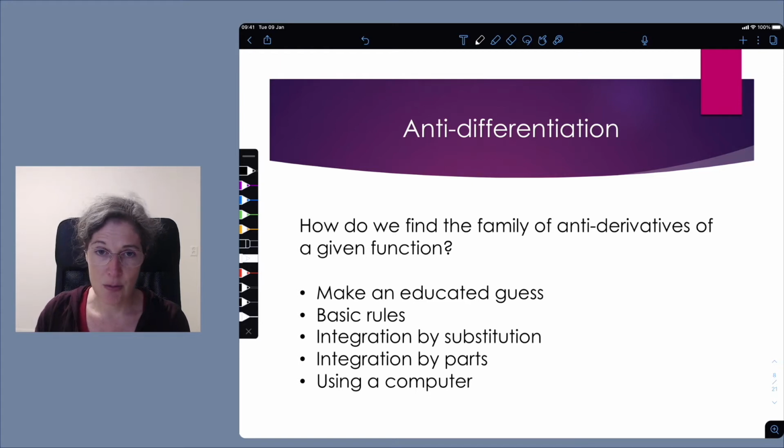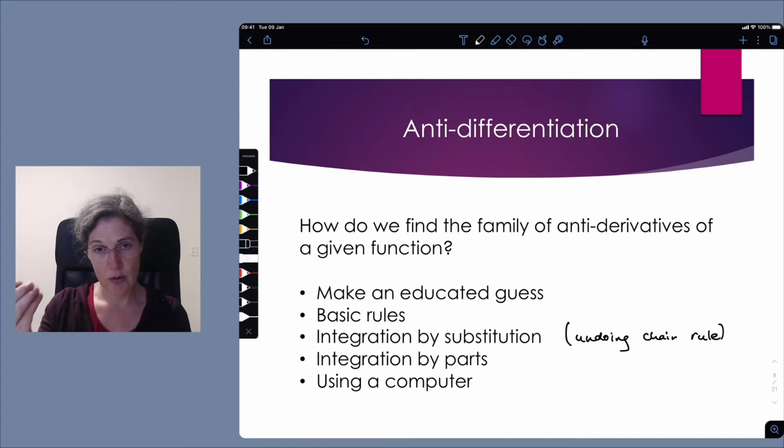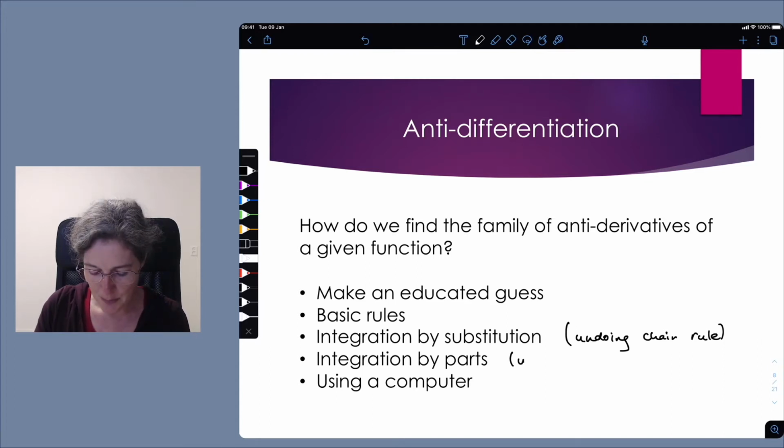Then we have integration by substitution, and that's really when you're undoing the chain rule. So we're always thinking that the thing we're trying to work with is the derivative of something, and if the thing that you found was the derivative that used the chain rule, integration by substitution will help you find the original thing. Another option is integration by parts, and that's where we're really undoing the product rule. So keeping those in mind can help you spot which technique to use.